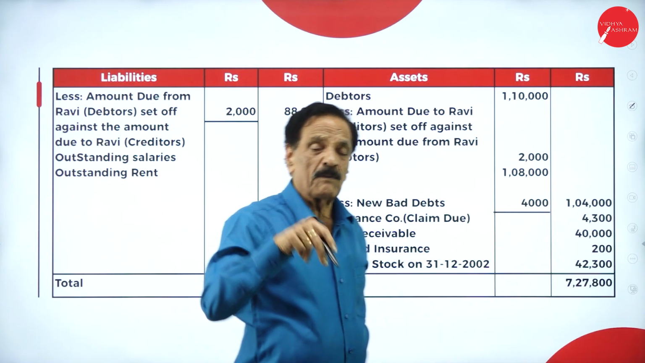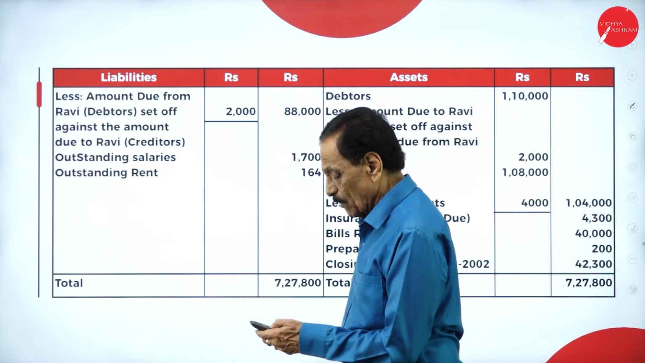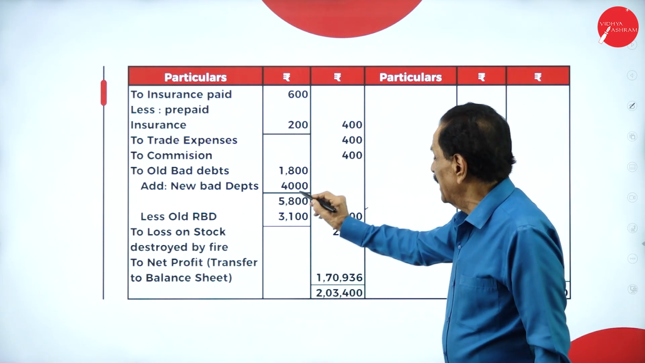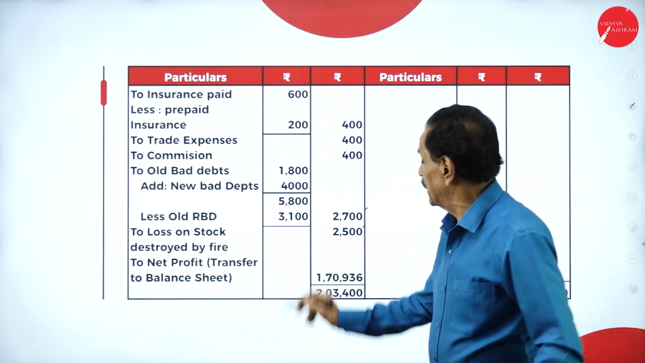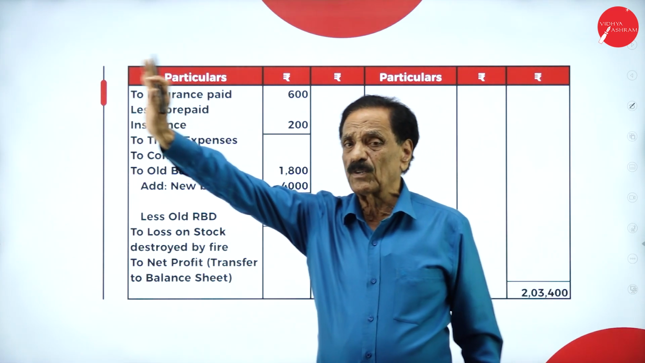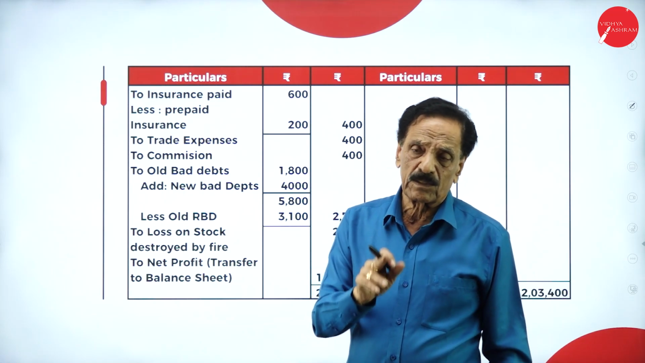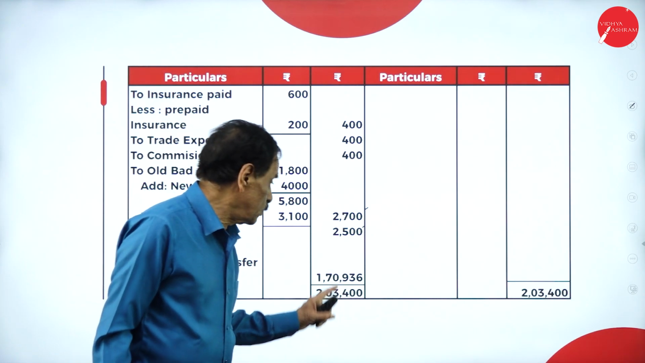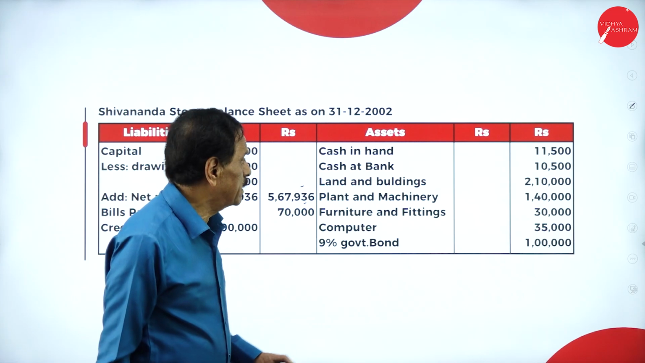Then in the profit and loss account, bad debt, add further bad debt. If you go through the profit and loss account, we can understand. Old bad debt already existing. Bad debt as per the adjustment is 4,000. Old as per the trial balance 3,000. It becomes 2,700. This is loss on stock destroyed. Out of this total amount, some amount is received from the insurance company. Whatever the difference comes, that's called loss on stock destroyed. The difference will come to 1,70,936, which will be transferred to the profit and loss account and then to the balance sheet.